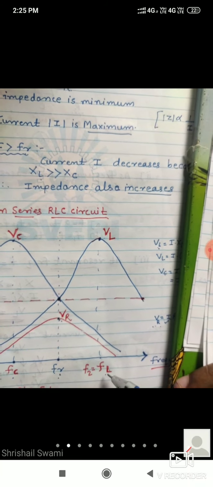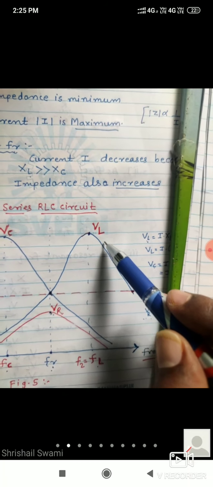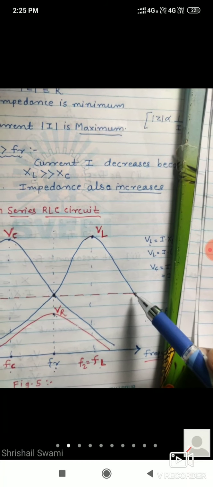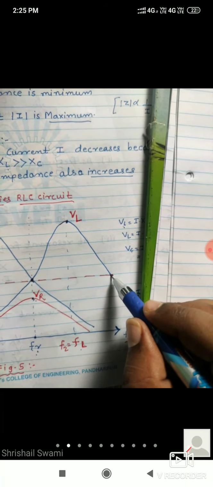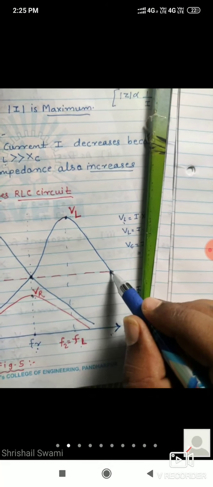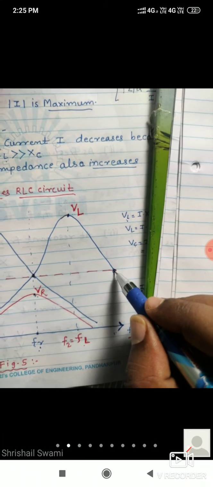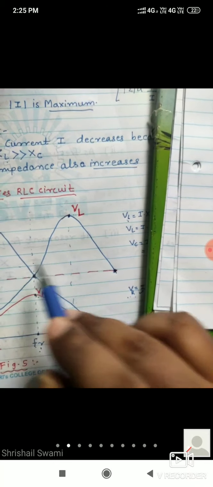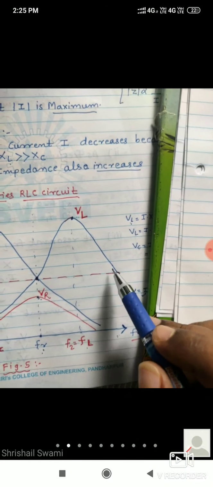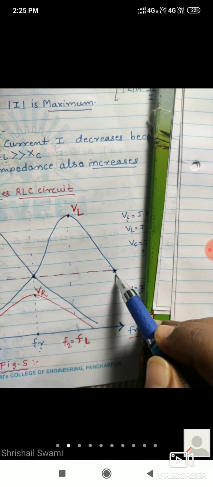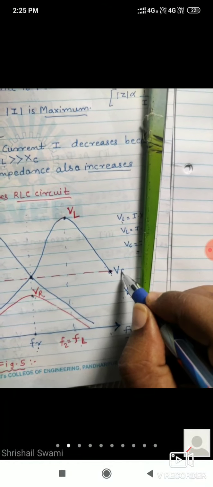Up to the frequency FL. After that, it also becomes minimum. So at frequency F equal to infinity, what does XL become? XL becomes infinite, that is, open. Once it is open, what happens? The capacitor becomes short and the inductor becomes open. In that case, the voltage across the inductor is nothing but the supply voltage Vs. So this value is also Vs.